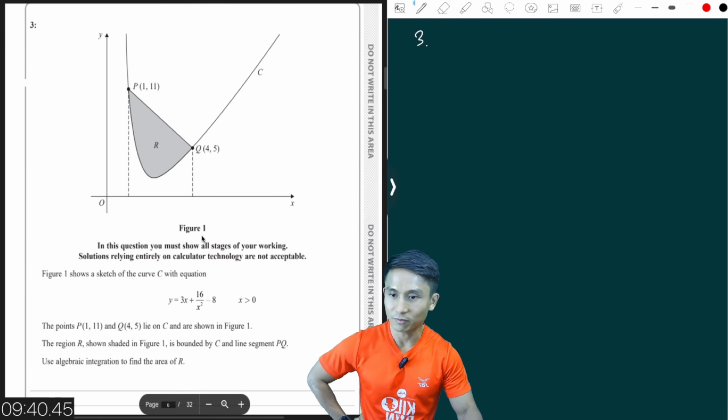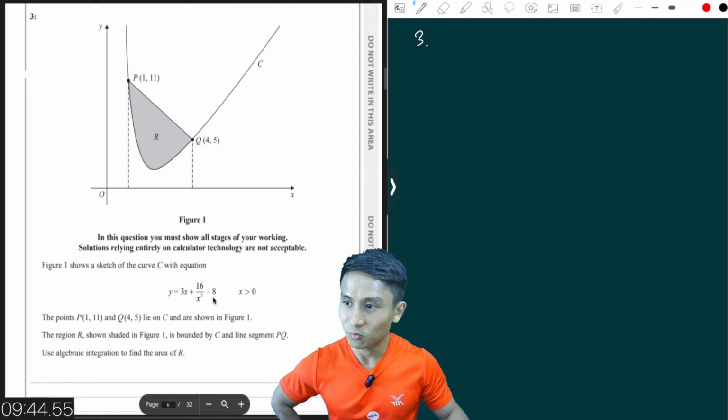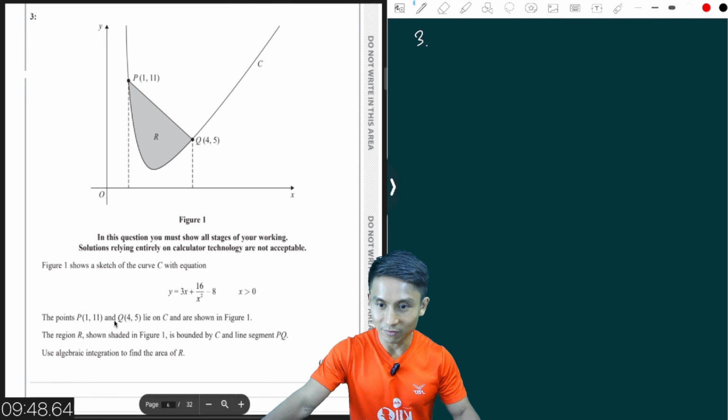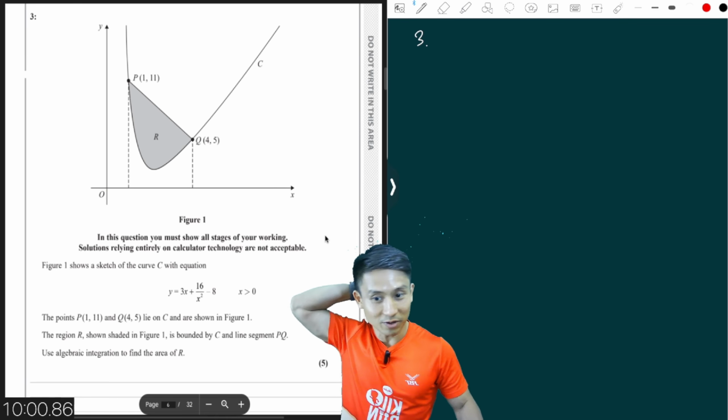We get given figure 1 here, which shows a sketch of the curve C with this equation, where x is greater than 0. The points P(1, 11) and Q(4, 5) lie on C, as shown. The region R, shown shaded in figure 1, is bounded by C and the line segment PQ. Use algebraic integration to find the area of R.